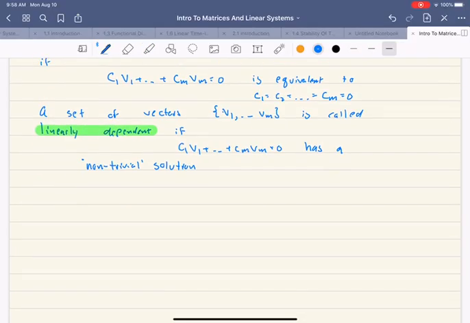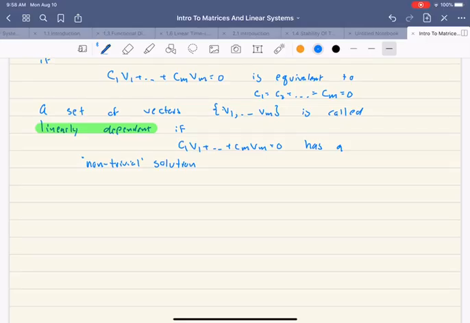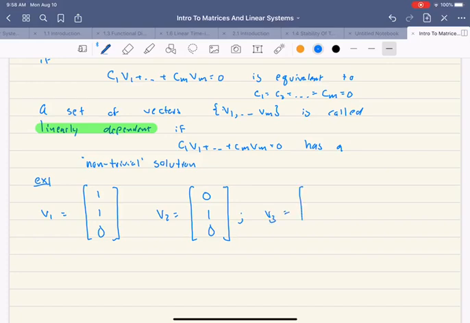Let's just get into a couple of examples. As an example, let's take (1, 1, 0) and call that v1. For v2, let's take (0, 1, 0). And then v3, let's take to be (1, 3, 0). These are going to actually be linearly dependent.